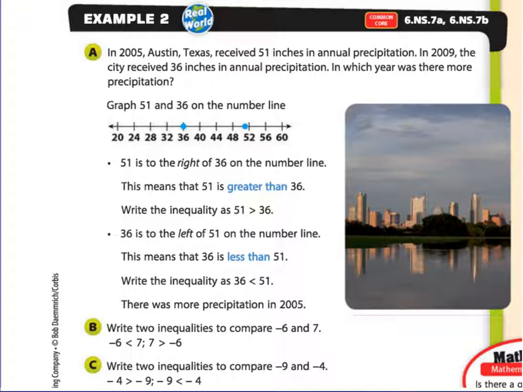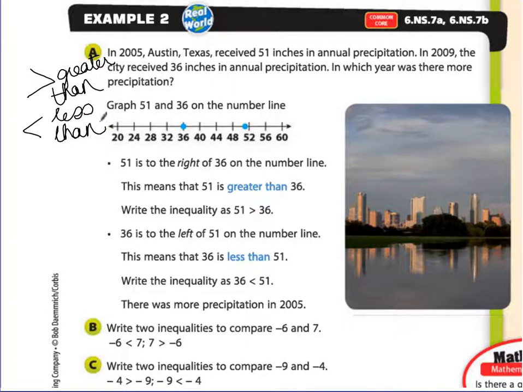So remember, we have the greater than symbol. We have the less than symbol. We have greater than or equal to, less than or equal to, and equal. So when we're using these symbols, it's not enough anymore to say the symbol eats the larger number. You actually have to read it as a sentence.